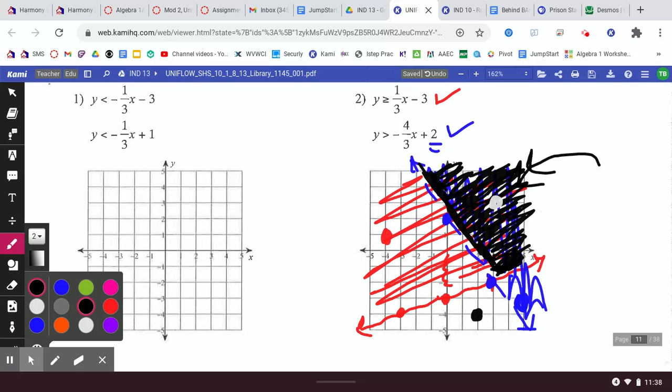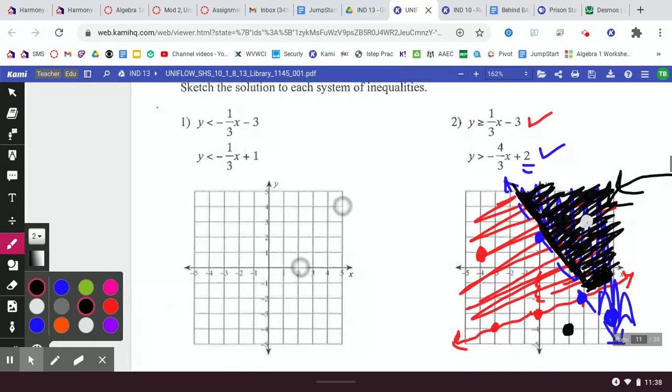Just like when we had system of equations, our answer was an ordered pair, an x and a y coordinate, and that was your answer. In system of inequalities, your answer is going back and indicating your darker shaded area as your solution area. Okay? So let's look at one like this.